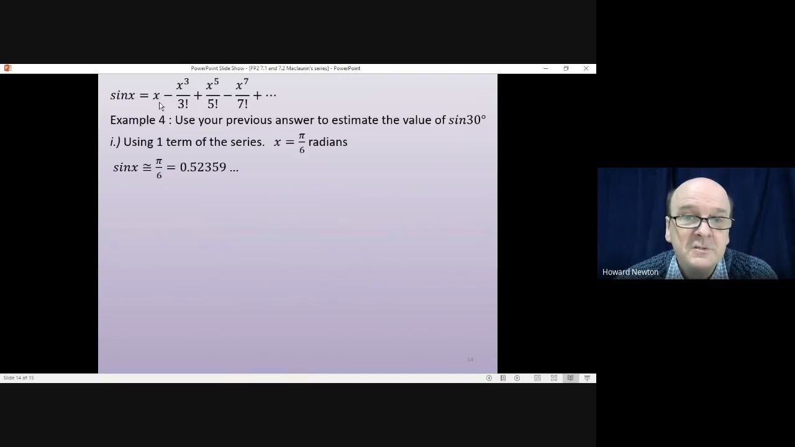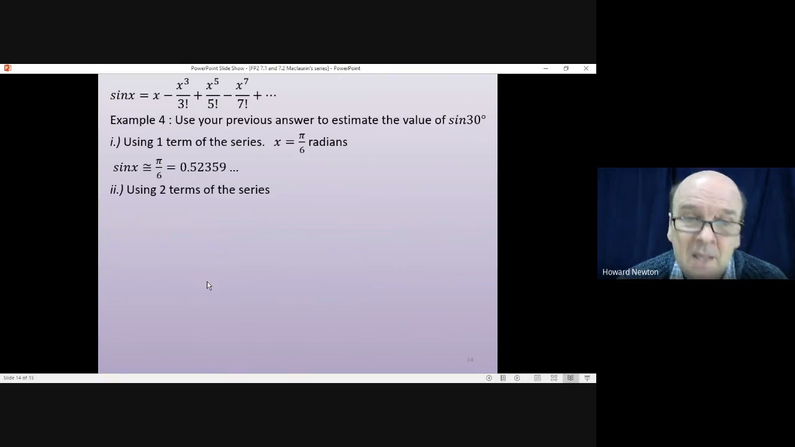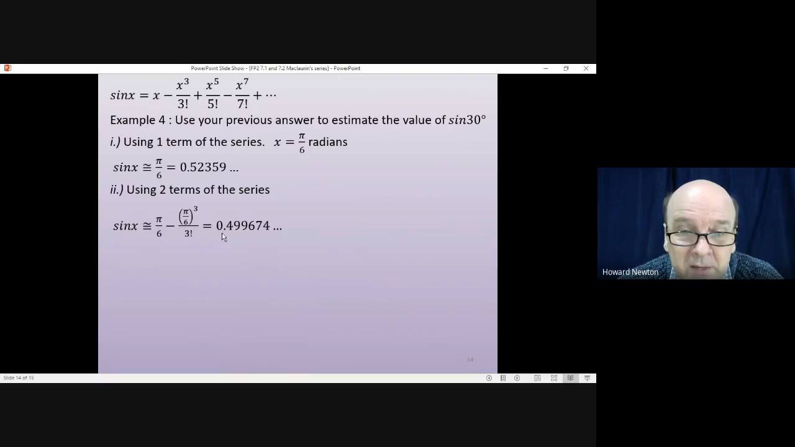So if I just use the very first term, then sine of x will just equal pi by 6. And pi by 6 is 0.52359, which is surprisingly close to a half already, even when you just have the very first term. If I use two terms of the series, then I'll have pi by 6 minus pi by 6 cubed divided by 3 factorial. And that gives me 0.499674, which again is surprisingly close to a half.